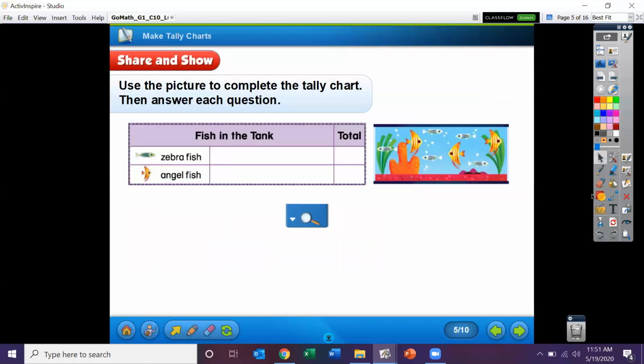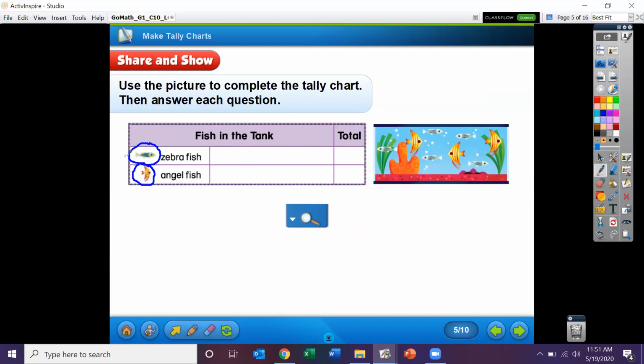How about we do one more practice example? Use the picture to complete the tally chart, then answer each question. So we have a fish tank here, and we have zebrafish. And in case you don't know what that looks like, it looks like this. They gave you a picture. So zebrafish, and then angelfish. So same thing. We have to count how many fish, put our tally marks, and then write the total number.